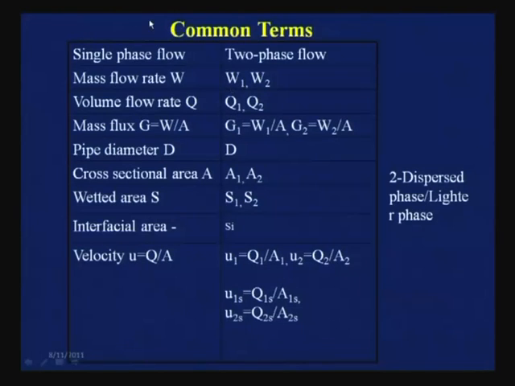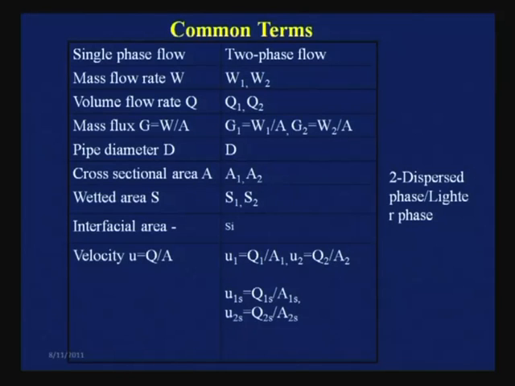So, therefore, first we had defined the mass flow rate. You are used to defining it as m dot, but in our case we are going to define it as W. Volume flow rate capital Q. Mass flux, which you have not come across much till date, but we will be using it quite frequently, particularly when the cross sectional area remains constant.